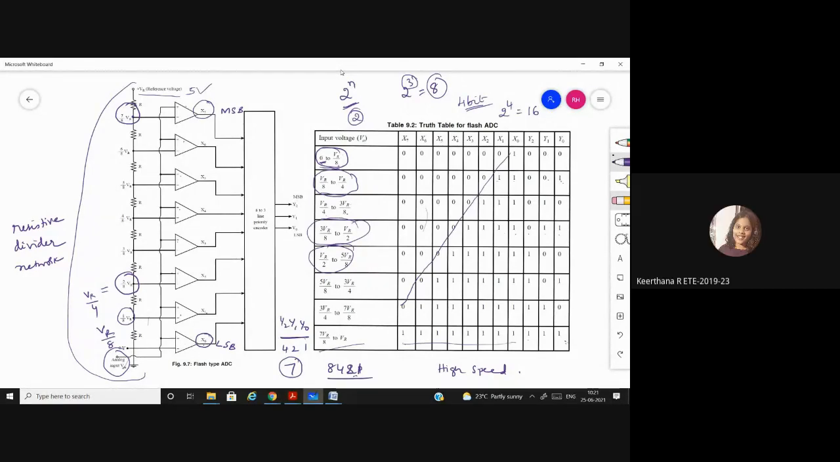Are you understanding what I'm telling you? How many comparators do you need to use when they're asking for 2-bit conversion? 4, sir. 4. 4 comparators you need to use.